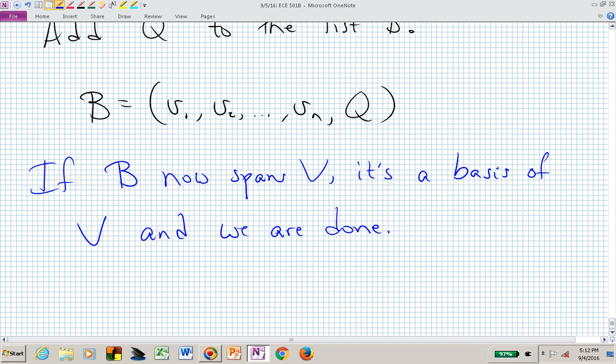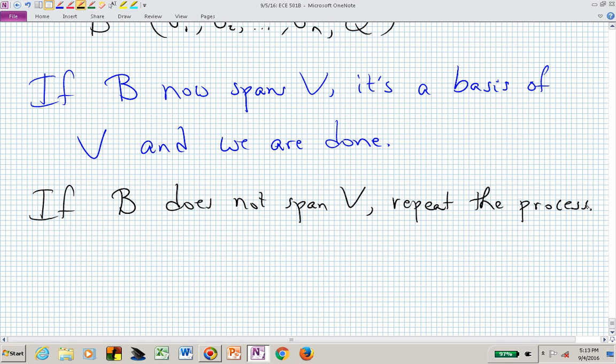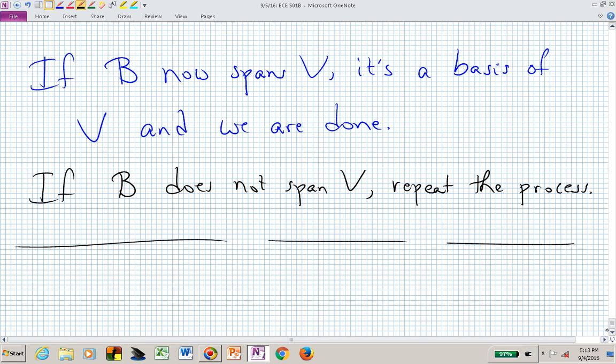and we are done. And like before, if it's not quite what we need, if B does not span our underlying vector space V, then we simply repeat the process. We identify a new vector, U, that's not contained in the span of B, and we can now find a new Q that allows us to generate, as a linear combination of vectors, that U, and then that Q gets added into B, and we just keep going. Let's look at an example.